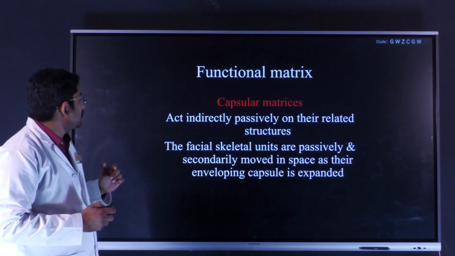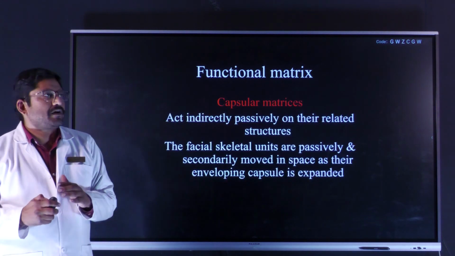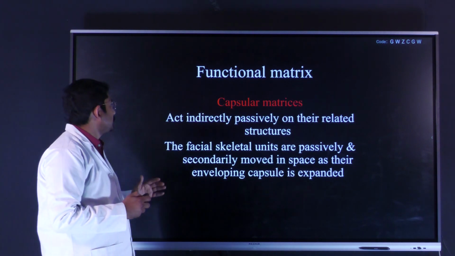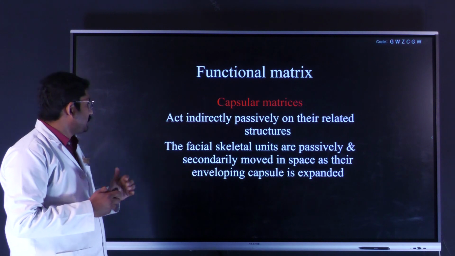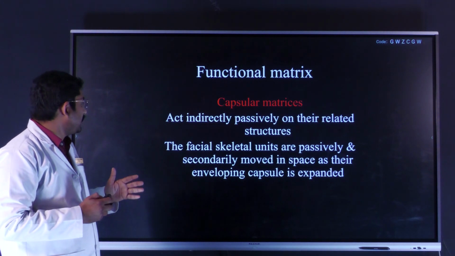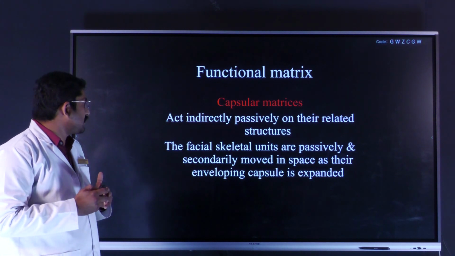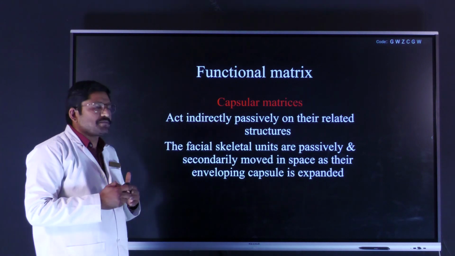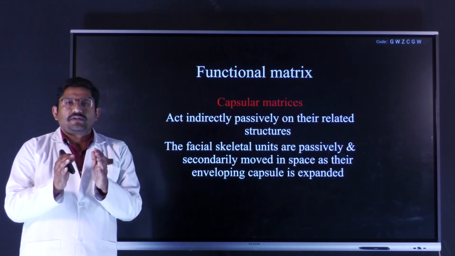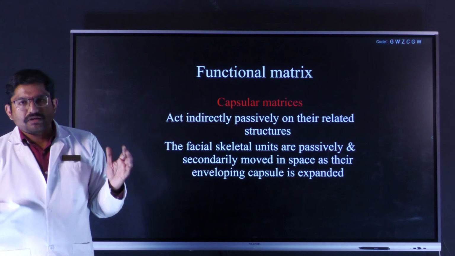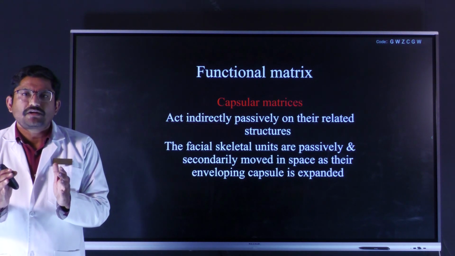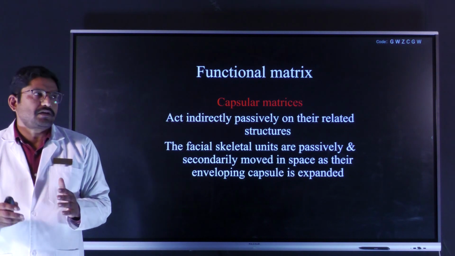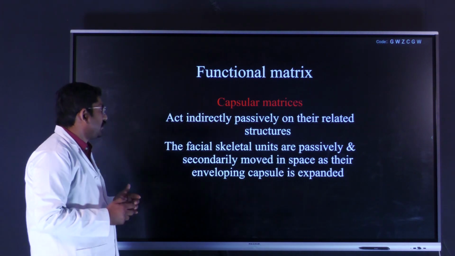Now the capsular matrix, the growth in the capsular matrix is a very passive system, acting indirectly and passively on the related structures. The facial skeletal units are passively and secondarily moved in space as the enveloping capsule is expanded. For example, the growth of the brain size, the growth of the oral cavity size. This is the capsular matrix. The growth is very passive and cannot be appreciated.